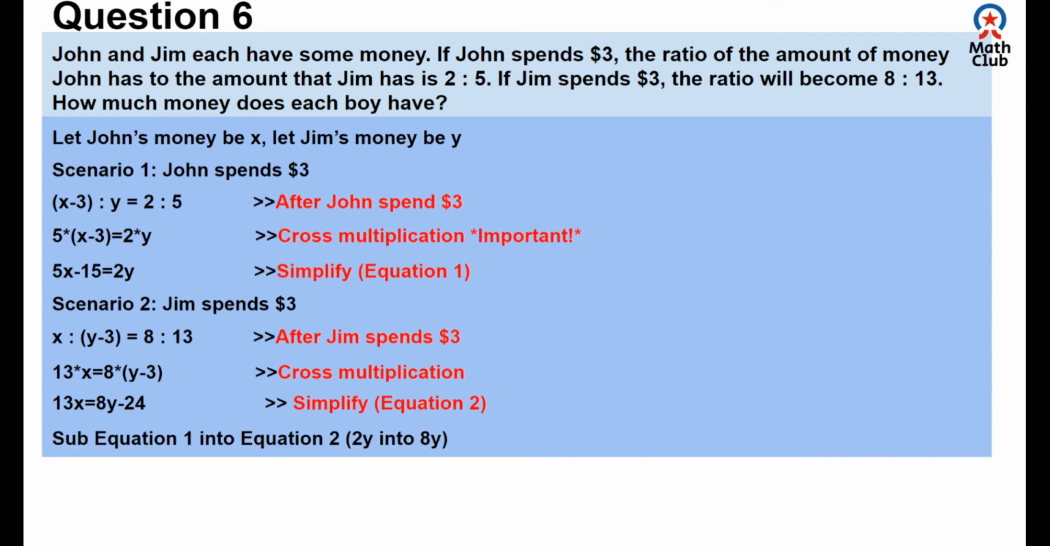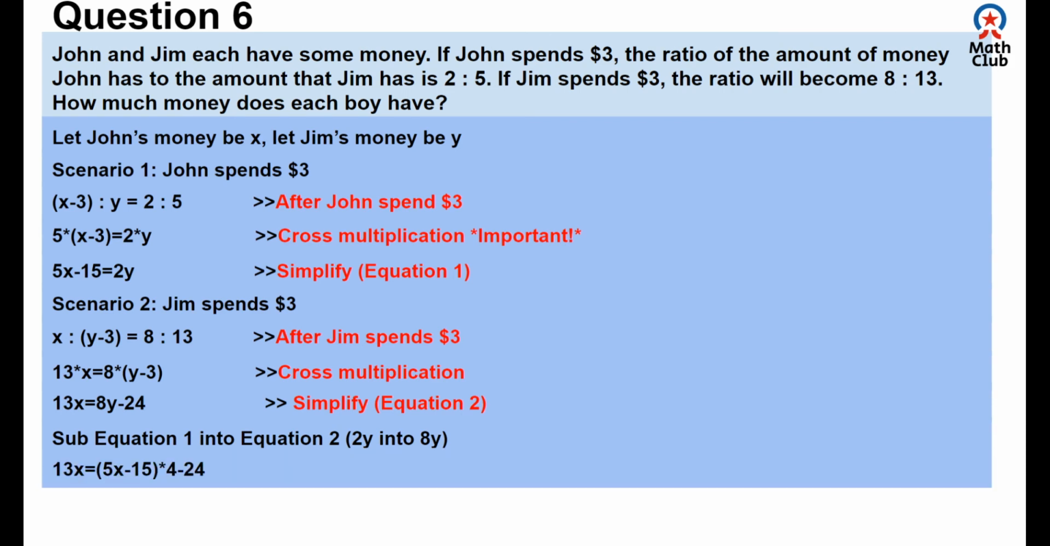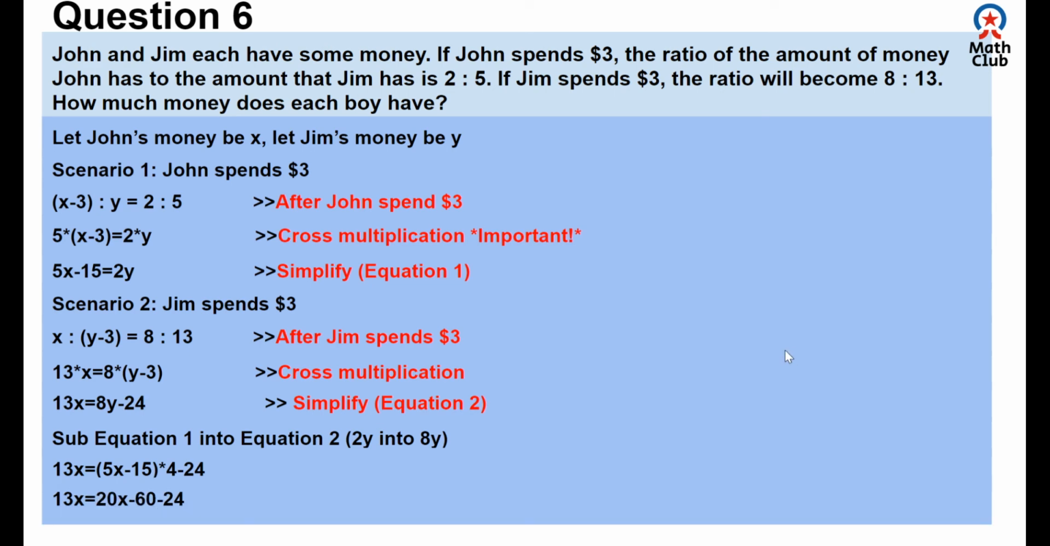So as you can see, in equation 1, we want to substitute it into equation 2. As equation 1 says, 2y equals 5x minus 15. So we can substitute that 2y into this 8y by multiplying the whole equation by 4. So it's shown over here. So 13x equals (5x minus 15) bracketed multiplied by 4, minus 24. 24 because 8 multiplied by 3, and we'll multiply that in. So over here we can solve that. 13x equals 20x minus 60 minus 24. So 7x equals 84 and x equals 12.